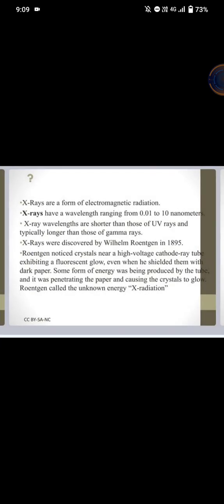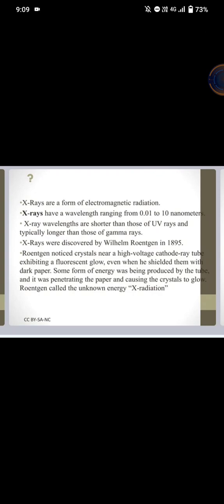X-rays. So what is an X-ray? X-rays are a form of electromagnetic radiation. These X-rays have a wavelength ranging from 0.01 to 10 nanometers, which is shorter than that of UV rays and typically longer than that of gamma rays.